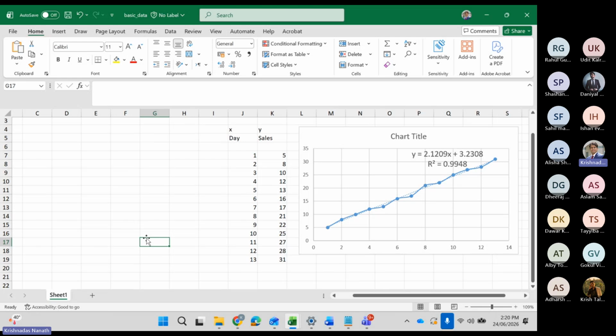Good news or bad news? Good news. Also, I can trust, very easily I can trust, and use that equation for doing forecasting, which means I can put the value of X and get the value of Y. What's the value of X that I'm trying to put? For which day am I trying to predict? 14. All right. So what I can do is use any space in the sheet. I can put an equal to sign 2.1209 times 14, which is X, plus 3.2308. And that would give 32.92.